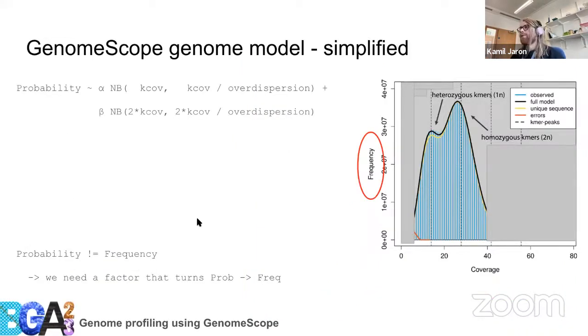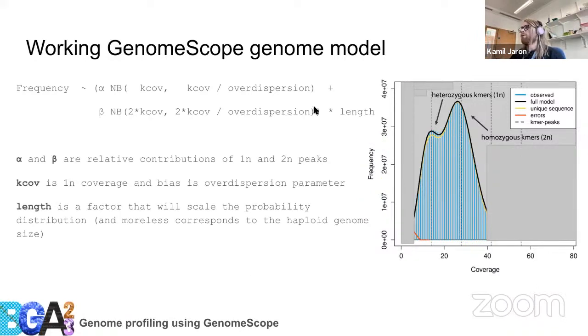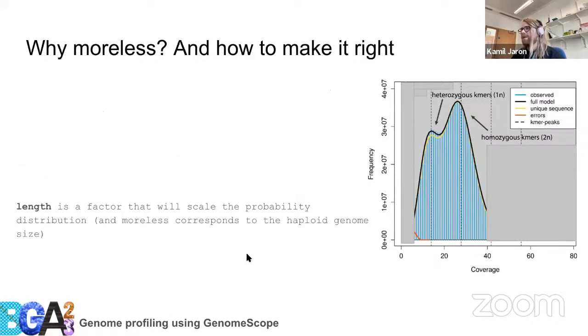So we're fitting frequency, not probability. So what we need to do is just multiply that whole thing by the genome length. This would be just the haploid genome size that is represented by the first two genomic peaks. So alpha and beta are the relative contributions of the one and two peaks. K-mer coverage is the one-x coverage. And length will be the genome size.